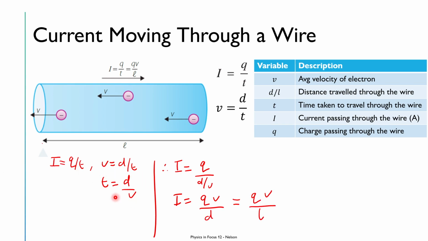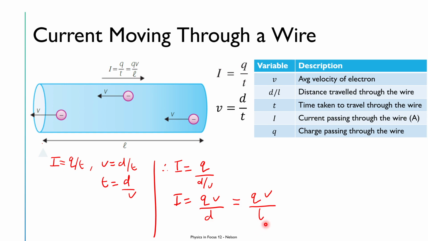So what I've done here is rewrite my velocity formula in terms of t and substituted in the right hand side into our I equals q on t equation. That gives us I equals q on d over v. By rearranging the equation a little bit to clean it up, we get an equation where we have I being equal to qv on d. Note though that I have changed the d at the end to L.